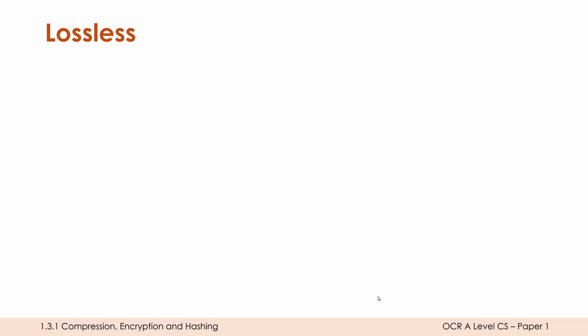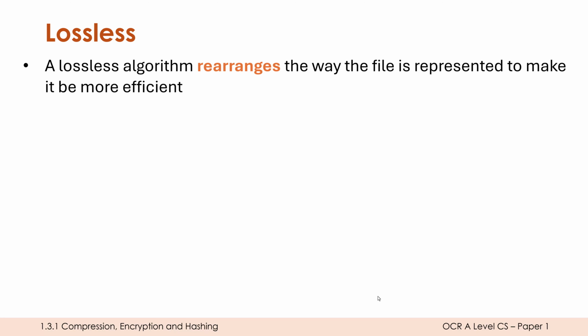The alternative approach is to use lossless compression, which, as the name would suggest, doesn't lose any data. But to put it in a more A-level way, what a lossless compression algorithm does is instead of deleting data, it just rearranges the way the file is represented to make it more efficient. Efficient is a word in computer science which is overused quite a lot. But in this case, this is just trying to minimize file size without actually deleting anything because no information is lost in this process. Lossless does not cause anything to get deleted.